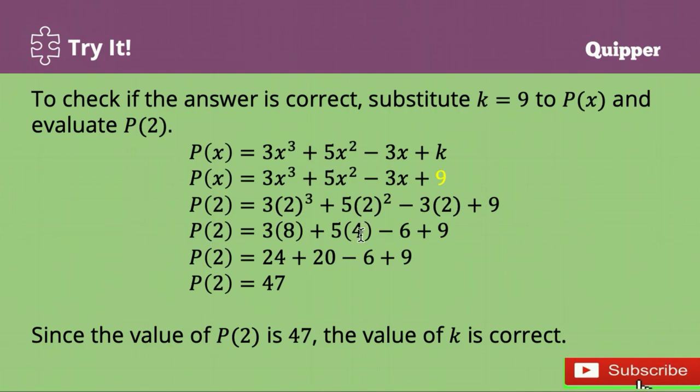And 2 squared, that's 4. Negative 3 times 2 is negative 6 plus 9. 3 times 8, 24. 5 times 4, 20. Negative 6, just copy, plus 9. 24 plus 20 is 44. Minus 6 is 38. Plus 9 is 47. Since the value of P of 2 is equal to 47, then the value of k is correct.